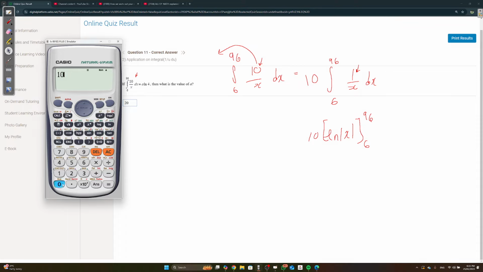It doesn't matter. Anyway, 10 times ln 96 minus, put it in brackets. If you don't want to put it in brackets, do 10 times ln 96 minus 10 times ln 6. But I'm keeping it outside. It's fine. Ln 6. I don't think the calculator will give it to you. Yeah, there you go. See? I told you. Okay.